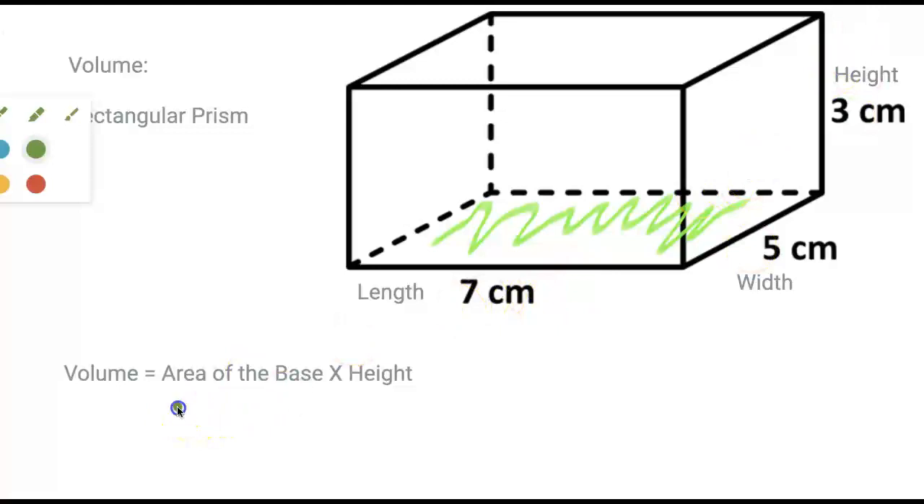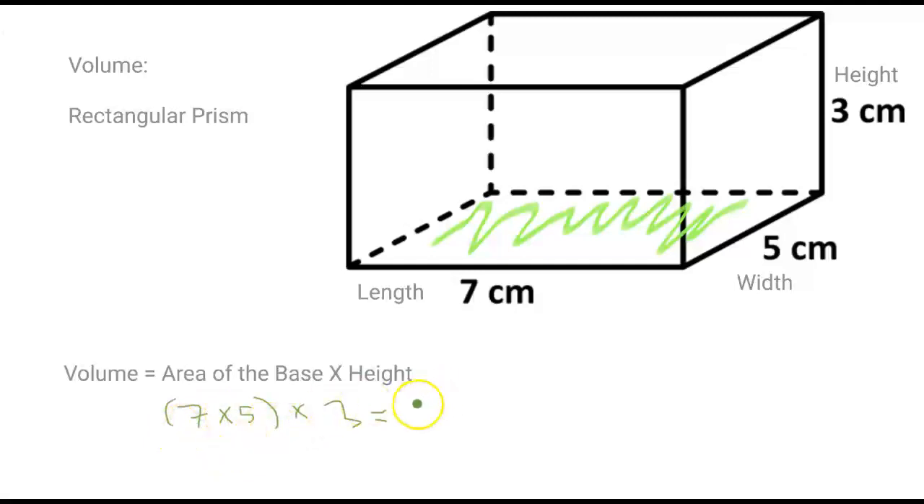So the area of the base, we can figure that out by multiplying the length and the width. So that would be 7 multiplied by 5. And I'm putting parentheses around that. That lets me know that these two factors go together. And now I'm going to multiply the area of the base by the height. And now all I have to do is simplify this expression.